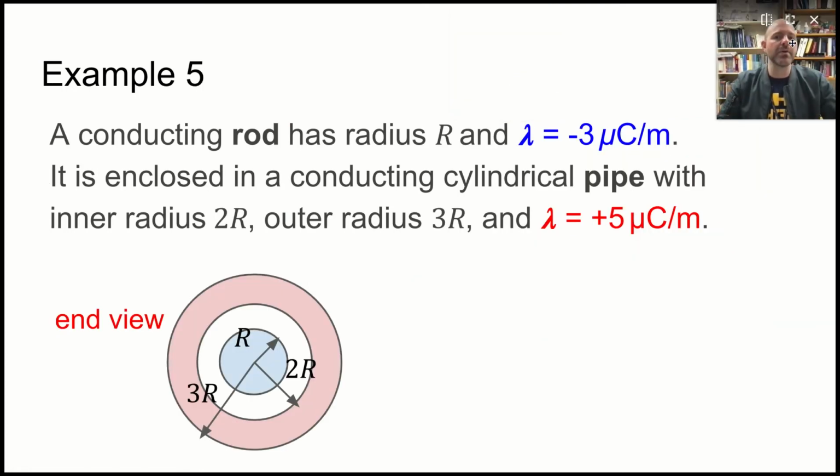Another example. This time, though, it's not a sphere. This is a rod. This is what we call coaxial. So there's one axis running into and out of the screen, and then there's a long wire in the middle. We call it a conducting rod. The radius r and some linear charge density, negative. Then there is a gap of air, and then there's a cylindrical conductor around it.